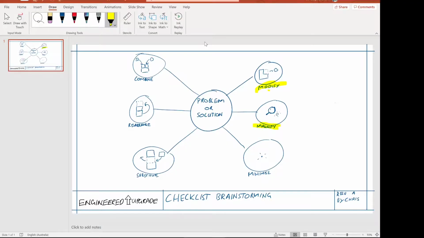Can we magnify our solution? What if we just made our solution bigger? What would that mean to the problem? Can we minimize our solution? What if we made it all smaller, made everything much smaller? What would that do instead? Can we take out part of our solution and substitute it for something else? Or can we rearrange those components to perhaps achieve something better or achieve something different? Or can we bring in new components and combine them into a new solution?